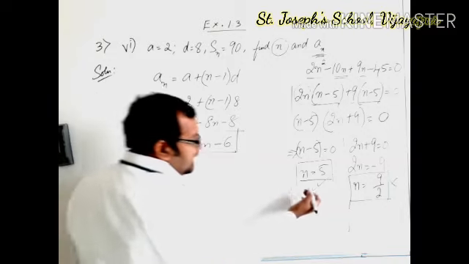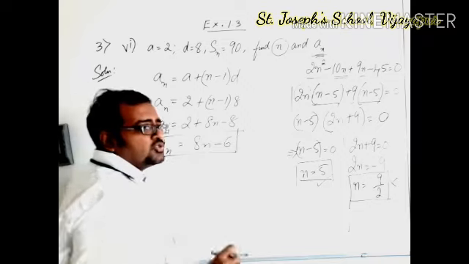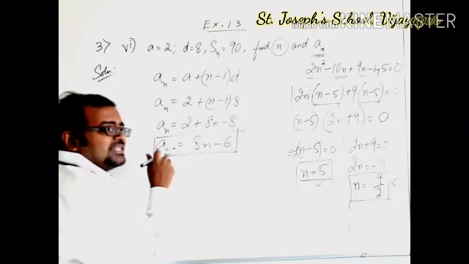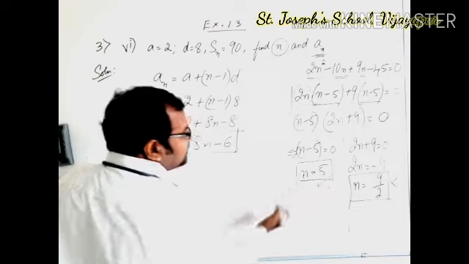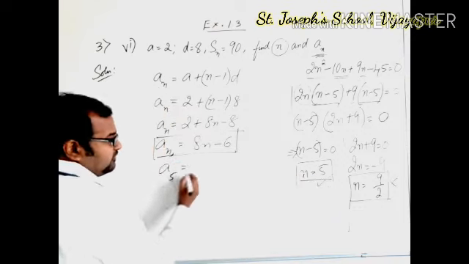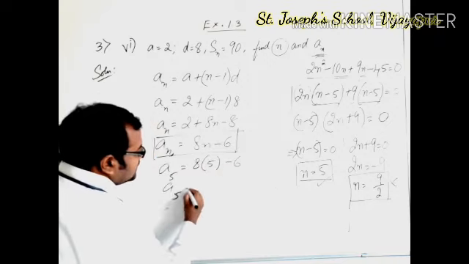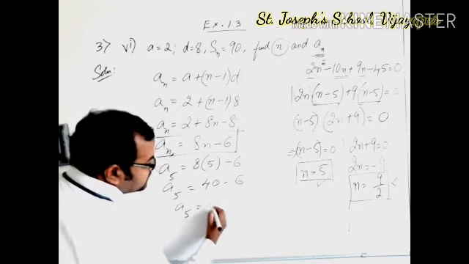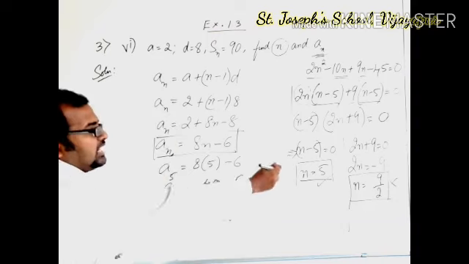But since now n value is already known, 5, you can substitute and get a particular solution also. This will be a general solution for all the terms of this arithmetic progression. But in case you need, what happens when the n value is 5? If you substitute that, a5 is equal to, n I am replacing with 5, is equal to 8 into 5 minus 6. So a5 is equal to 40 minus 6. a5 is equal to 34. That's the particular solution for n is equal to 5.